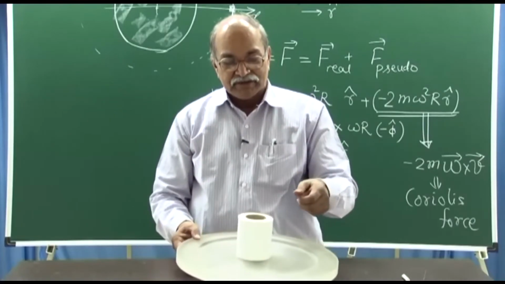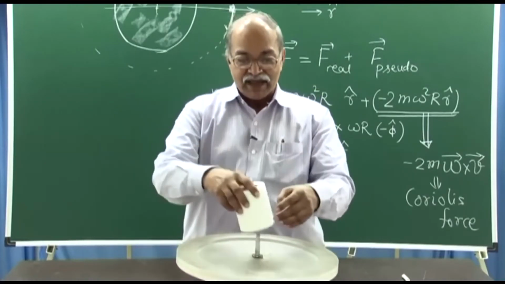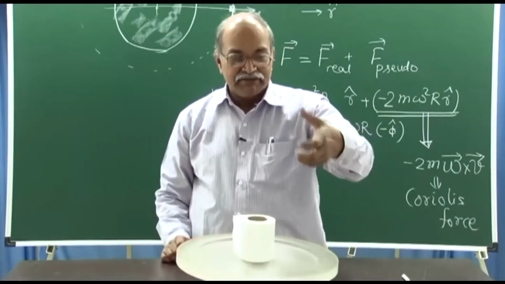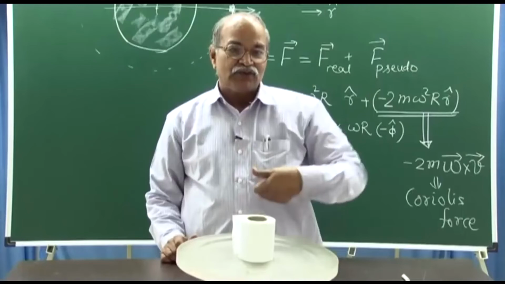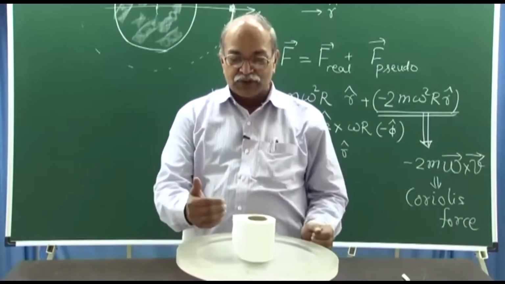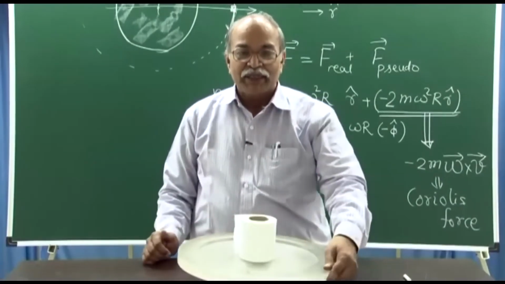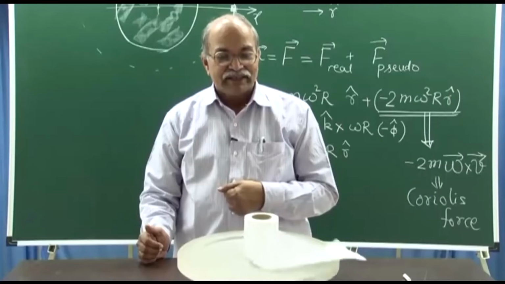And reverse, do it this way, and with the left hand I will rotate it so that it will go anticlockwise, omega will be upward, Coriolis force should be in this direction and it should open up. Just see, it does.